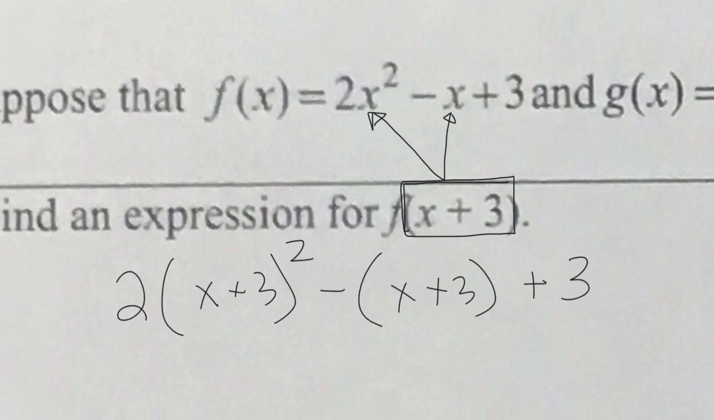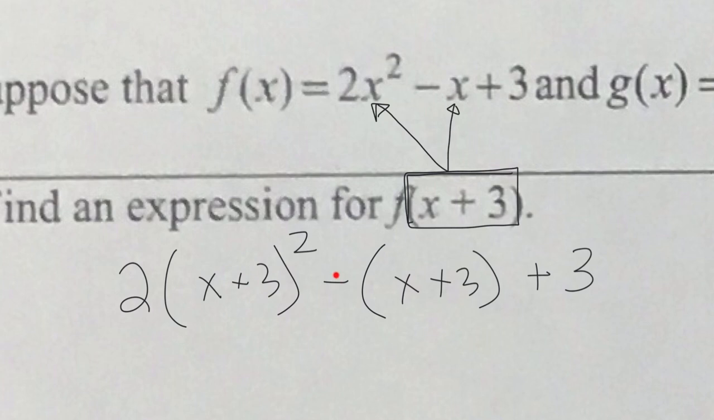Try and always put it in parentheses because we have this minus business, right? We don't want to just do minus x plus 3. It's minus all of x plus 3. So try and start off with parentheses anytime you're substituting an expression, in this case a binomial, an x plus or an x minus, in for a single variable.